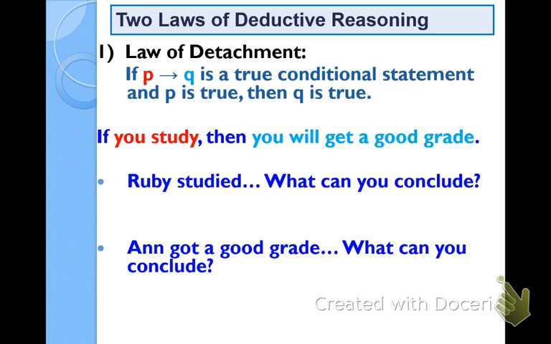So these are two separate problems, okay? Anne got a good grade. Does this fulfill the hypothesis? No. No. So you cannot conclude anything. So the answer would be not possible or cannot conclude.